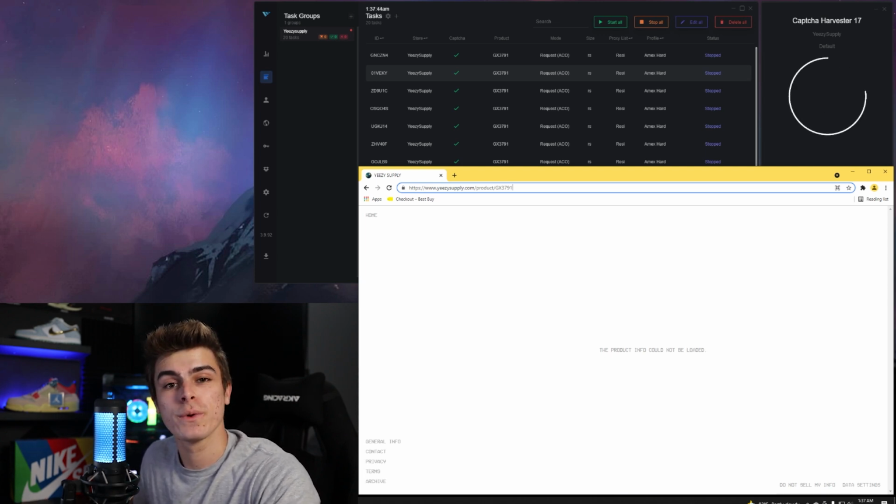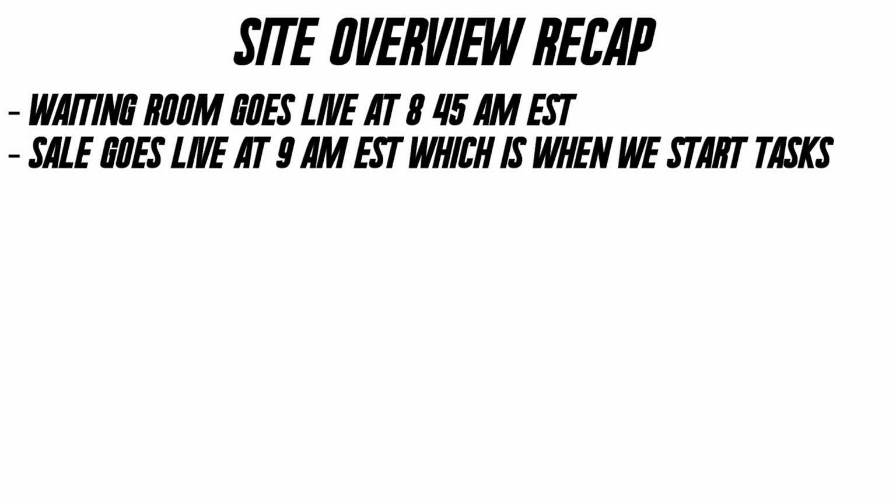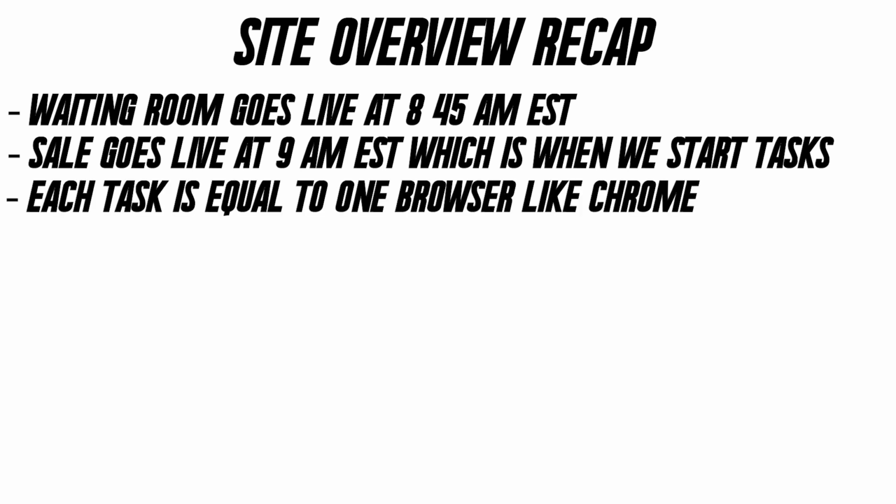So just to do a quick recap of the Yeezy Supply overview, the waiting room goes up at 8:45 a.m. EST, and the sale goes live around 9:02 to 9:03. We want to start running our tasks when the sale goes live, or possibly a minute or two earlier depending on your bot. Each task is essentially just one browser that is going onto the site, sitting in the queue, and then trying to check out if it can get through.